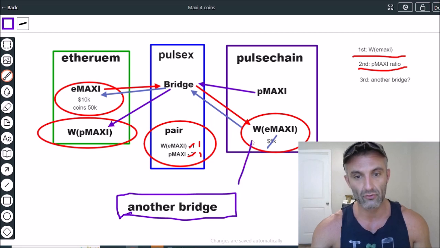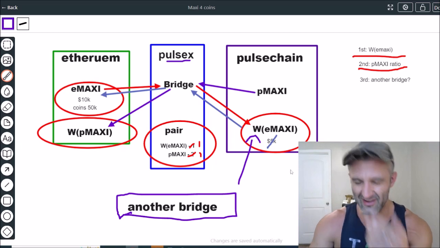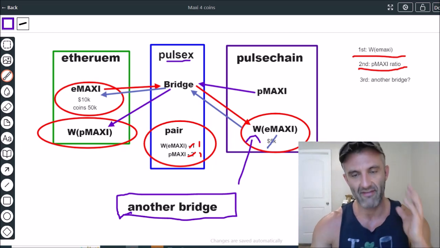And then there's the interoperability of wrapped Maxi versus the wrapped Maxi from Pulsechain. I don't think they're going to be the same thing, which is going to be, oh man, this is so interesting, guys. I find this stuff fascinating.